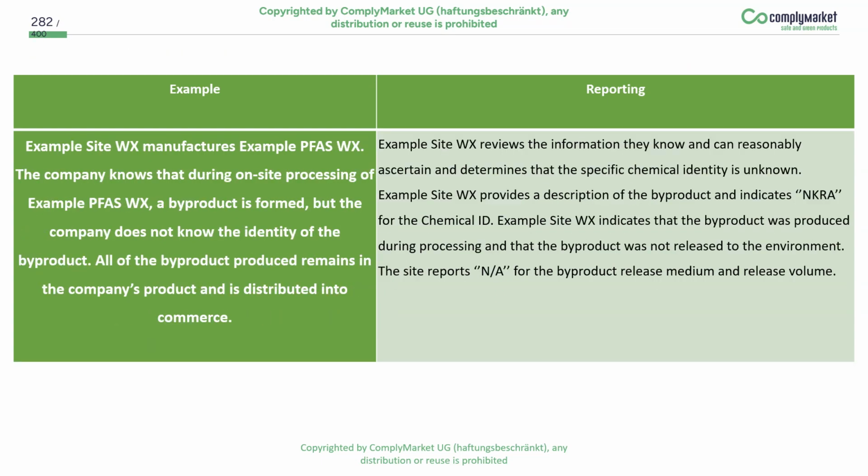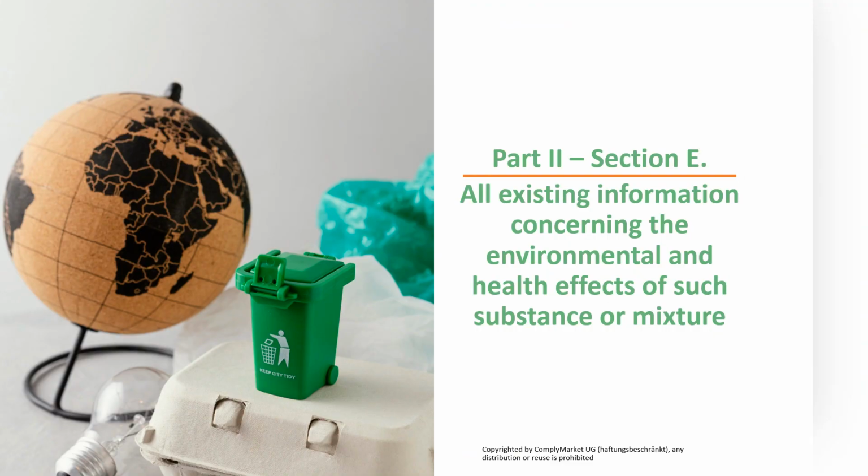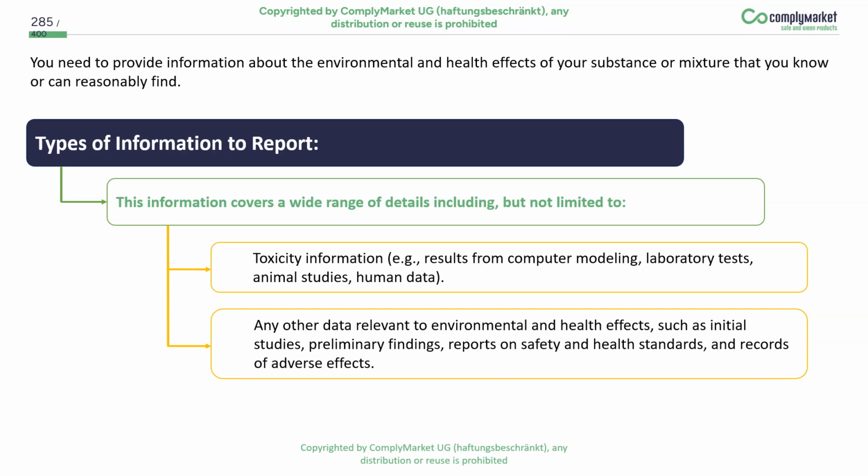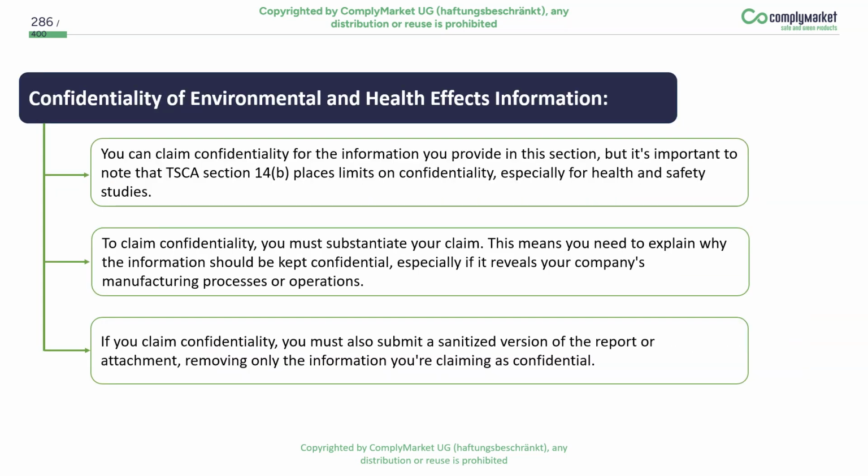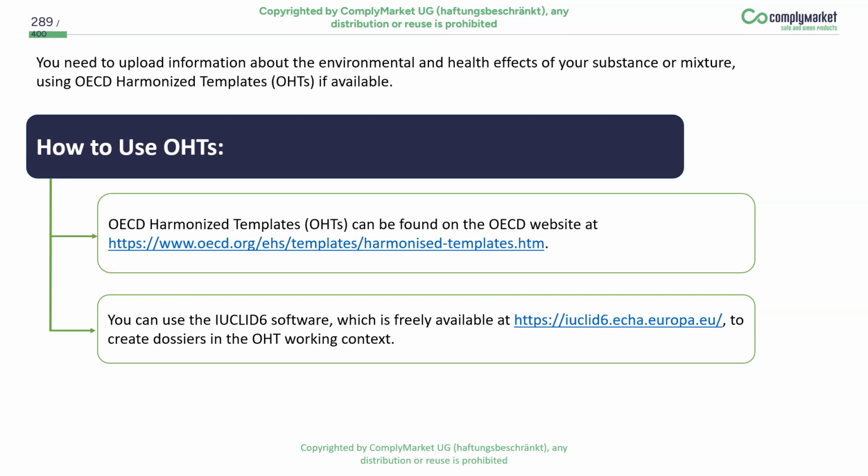Examples to help you. Section E, all existing information concerning the environmental and health effects of such substances or mixtures. You need to provide information about the environmental and health effects of your substance or mixtures that you know or can reasonably find, and that's toxicity information or any other data. You get a lot of it from a previous registration of the substance and from safety data sheets and so on. And you report them using OECD harmonized templates, and we also have the IUCLID 6 software which we have used for each registration. You can use that. It is an easy tool and available for everyone. You can download it for free.